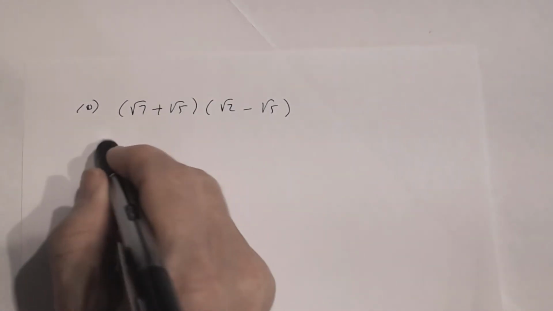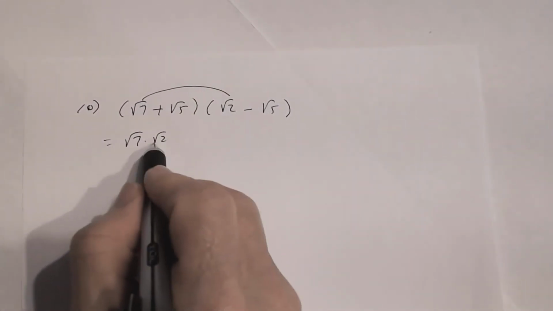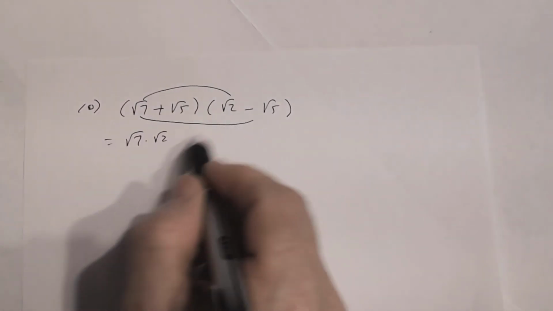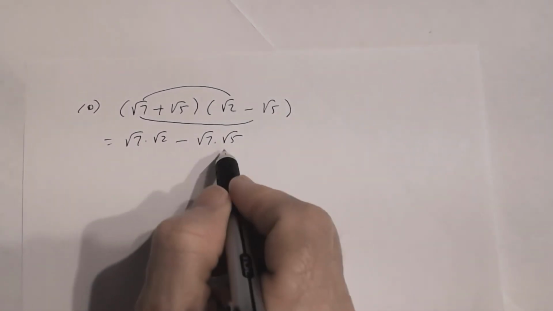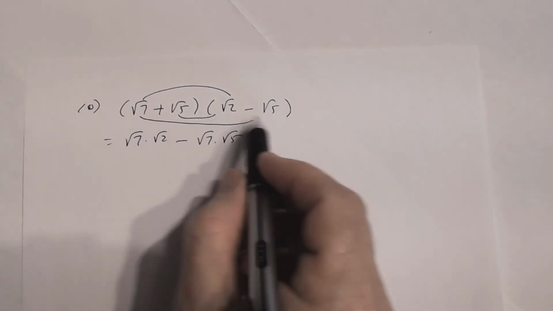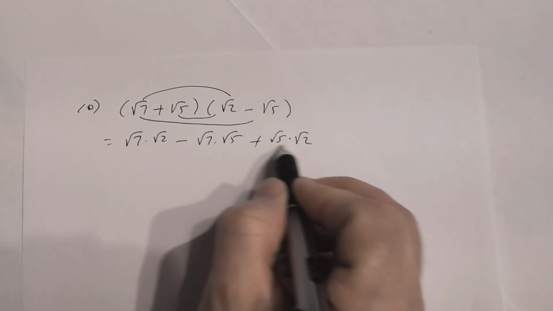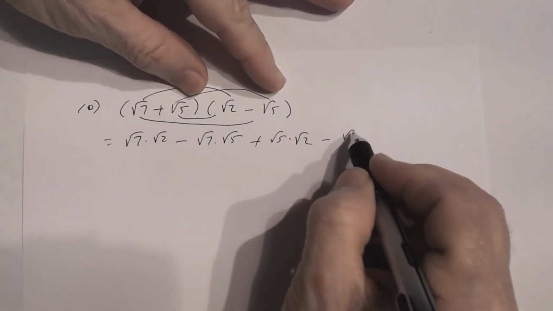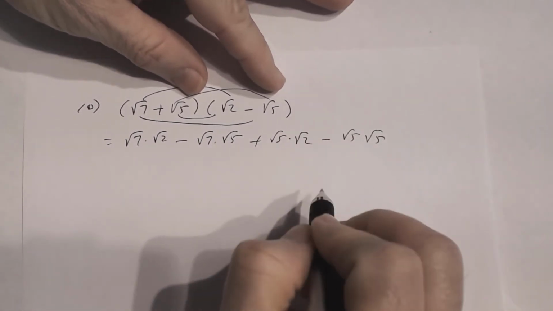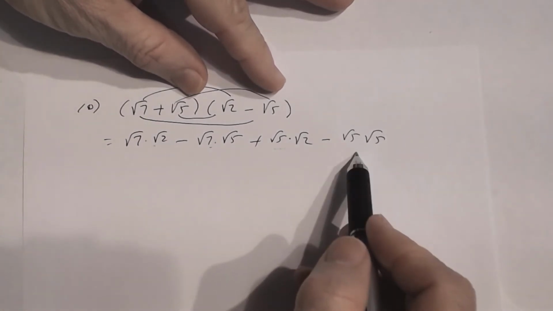Square root of 7 times square root of 2. Write it out. First times first. Outer, a positive times a negative is a negative: square root of 7 times square root of 5. Write it out. Inner, a positive times a positive is a positive: square root of 5 times square root of 2. Write it out. And then the last, a positive times a negative is a negative, and so I get the square root of 5 times square root of 5. Write it out. So notice all I did was first, outer, inner, last.